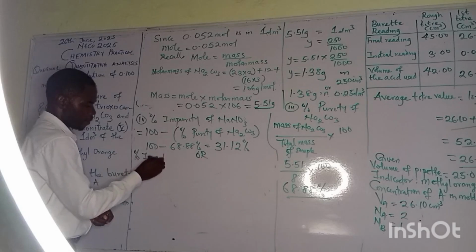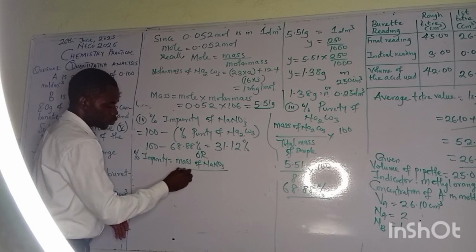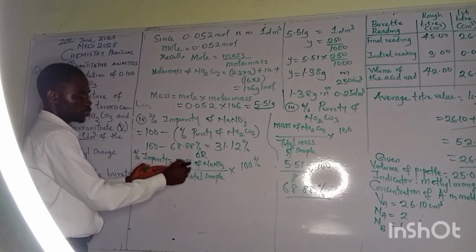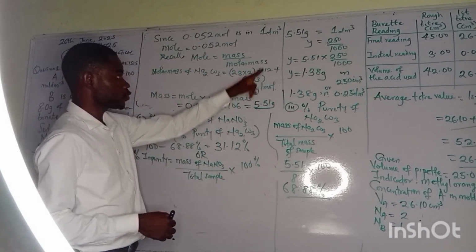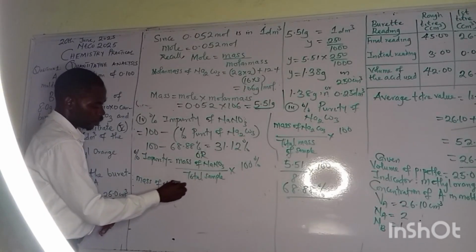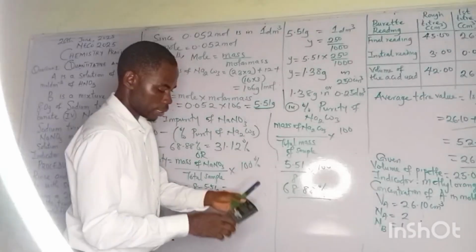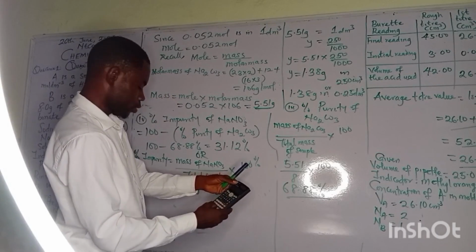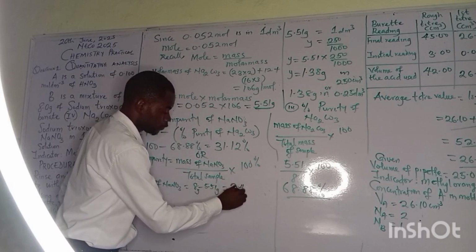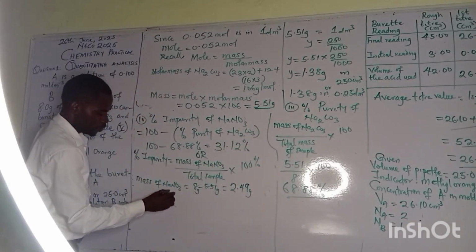Or I can use the same formula here. Impurity is equal to mass of impurity, that is mass of sodium nitrate, over total sample times 100%. Now, how can we get our mass of sodium nitrate? Remember, the total mixture is 8, and the mass of sodium carbonate is 5.51. So the mass of sodium nitrate will be 8 gram minus 5.51 gram. Let's check that one: 8 minus 5.51 gives us 2.49. So the mass of sodium nitrate is 2.49 grams.